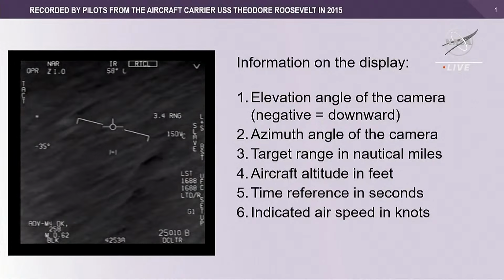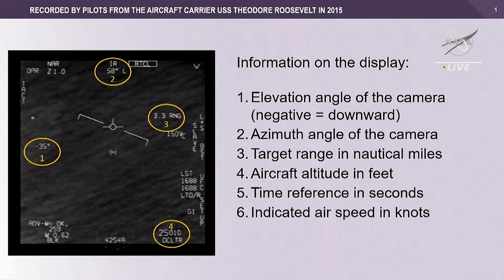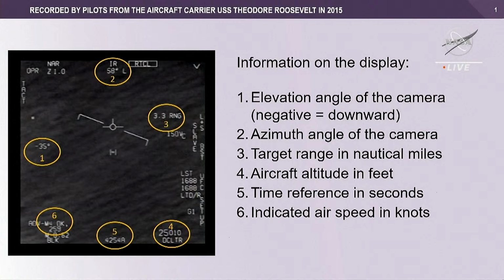Fortunately, the information needed to determine the altitude and velocity of this object is contained on the display. This includes the elevation angle of the camera, the azimuth angle of the camera, the target range in nautical miles, aircraft altitude, the time reference in seconds, and indicated airspeed in knots. This information in this video in particular has been discussed quite a bit on the web. So let's begin with the object altitude.